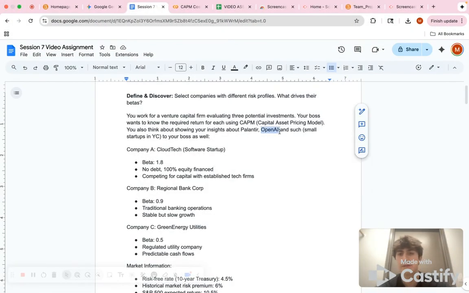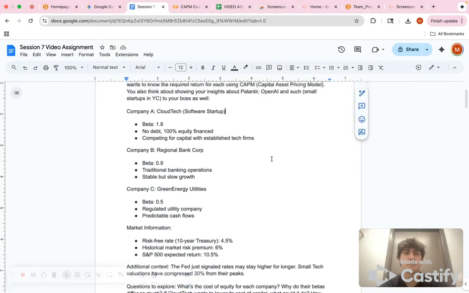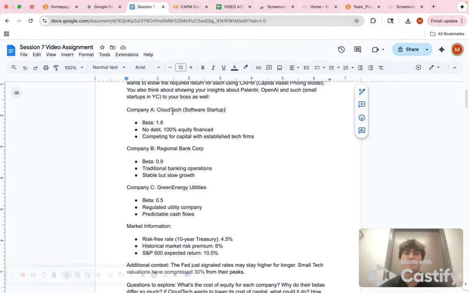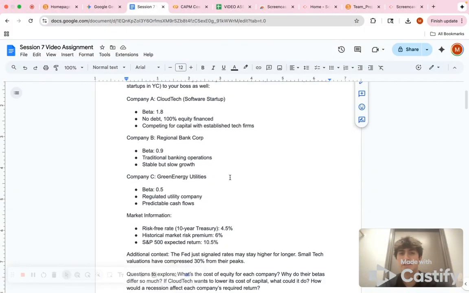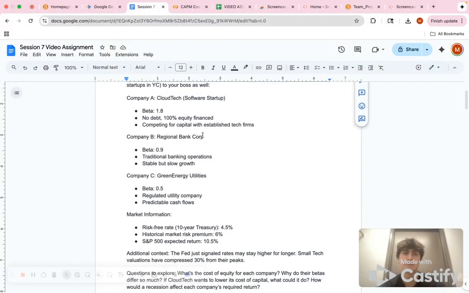So we chose OpenAI for this example. So first, let's just go over the basics. Company A is Cloud Tech, which is a software startup. Its beta is 1.8, no debt, and it's competing with the established tech firm. So that's probably why we have our beta. It's a good time to define that.